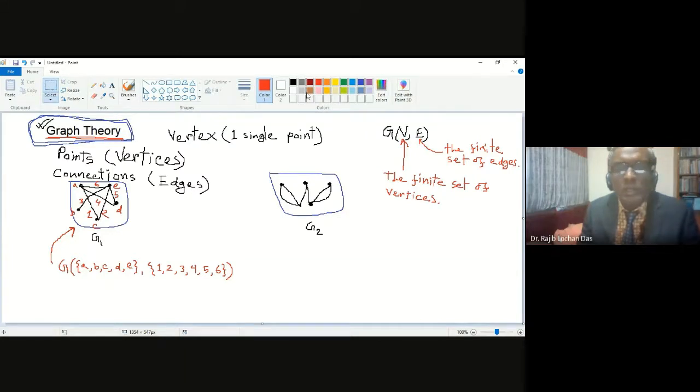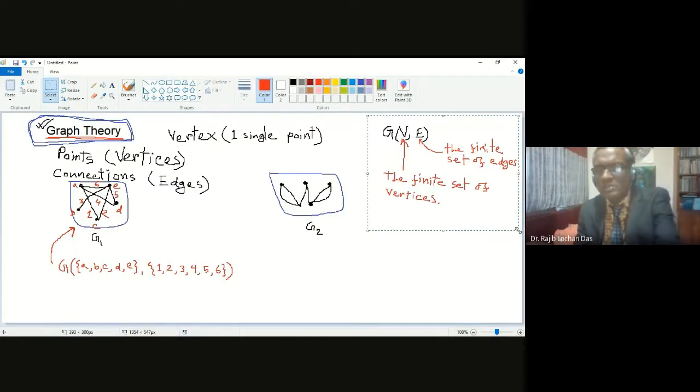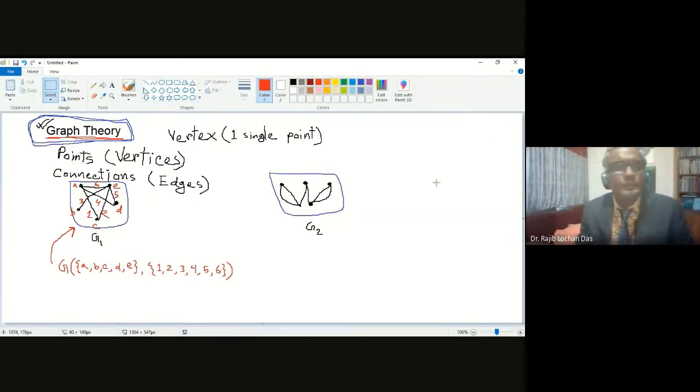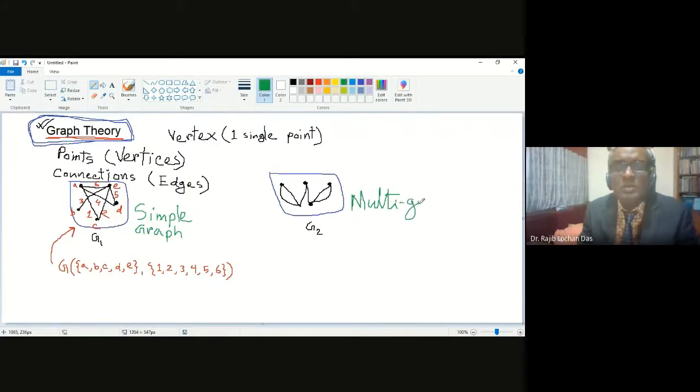Now let me tell you another thing, which is called simple graph and multigraph. The first graph, G1, is actually a simple graph, and the second graph is a multigraph, so it is not simple. Multigraph means not simple. Why is it a multigraph and why is it a simple graph? Let me tell you. Sometimes you can use a dash, multi-graph, a different word. No problem.